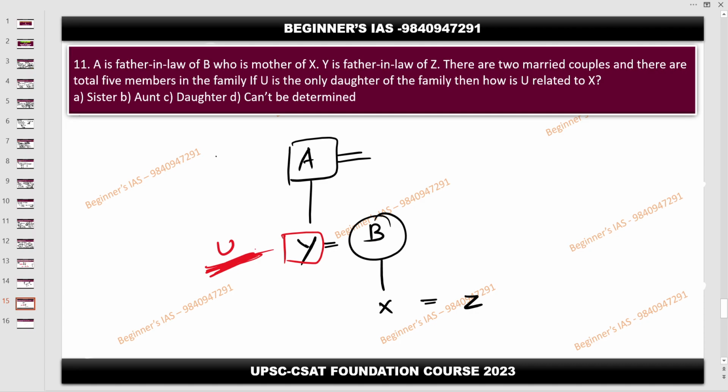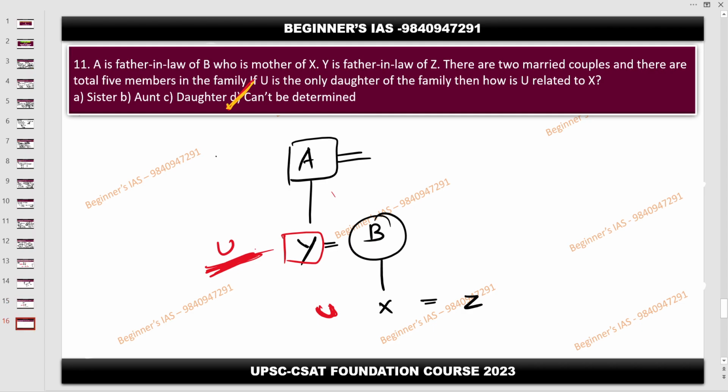V is the mother of X. Without knowing the identity of the mother, you may come here also. Since if they are couples, you may come here also. Without knowing the identity of X, you cannot say that U is the only daughter. So therefore the answer is cannot be determined. Clear? Yes, sir.